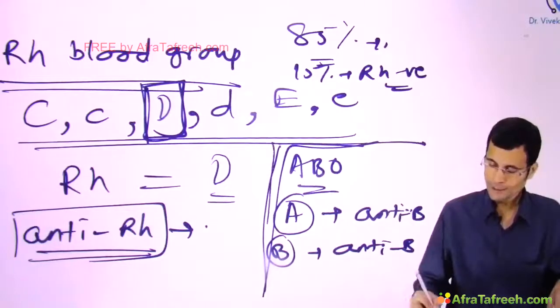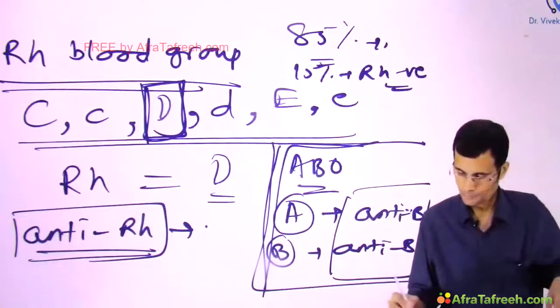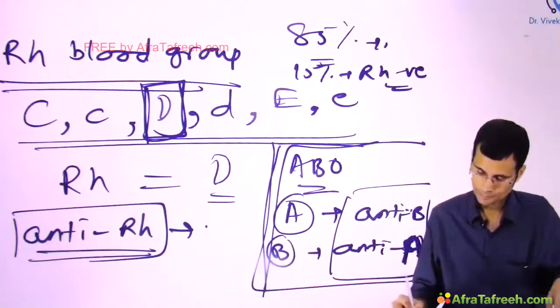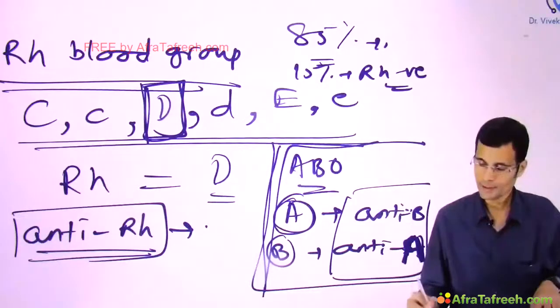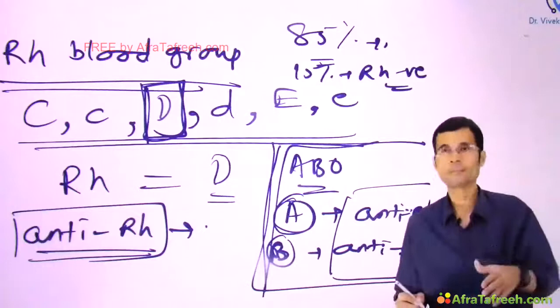If I have to explain it further, what about these, just make a correction, A blood group has anti-B antibodies, B blood group has anti-A antibodies. What about these anti-A and anti-B antibodies? From where they have come in the plasma?